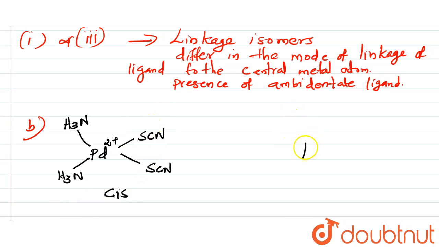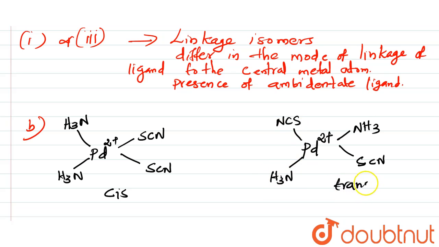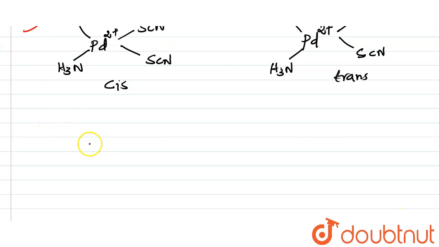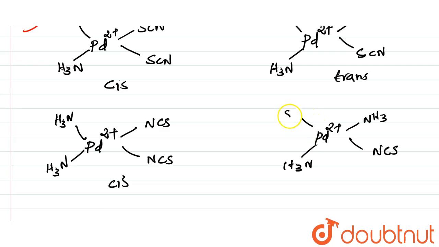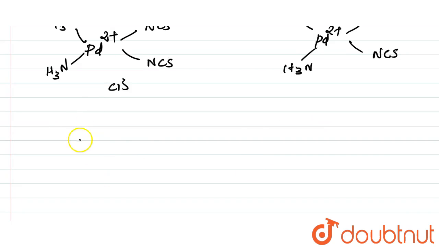Okay, and in the trans form we can draw like this: the palladium 2 plus here and NH3, SCN, NCS, NH3. This is trans form. And the next isomer: NCS, NCS, NH3, NH3. Okay, this is cis form and the trans form is palladium 2 plus, NH3, NCS, NH3, SCN.